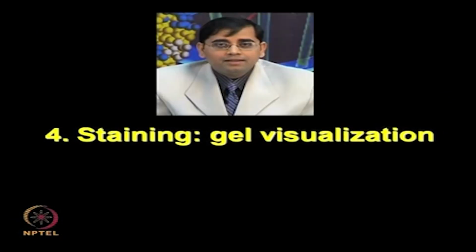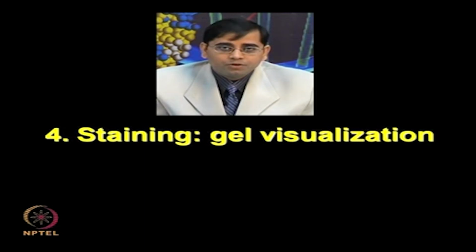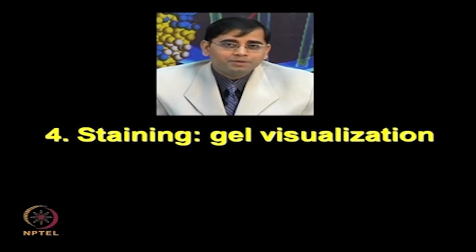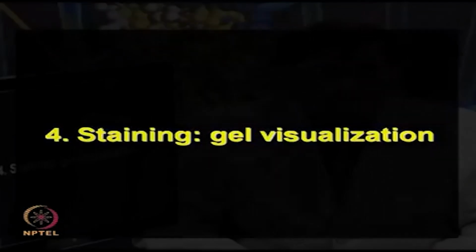So now we will talk about how to stain the gel and visualize the protein spots, because so far you are able to separate the proteins based on their pI and based on their molecular weight, and now everything is on a transparent gel. You do not know how well your separation has occurred. So now you need to visualize your spots.